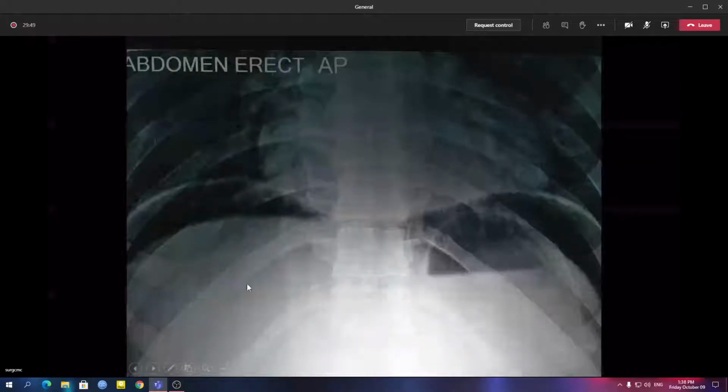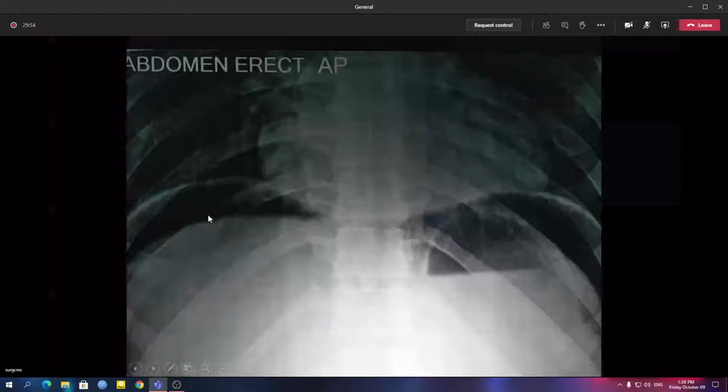You can see it much better here. This is the gas under the right hemidiaphragm. You can see the margin of the stomach and you can see there is free gas. And what this level is, anybody? Why the straight line is here? Hello?